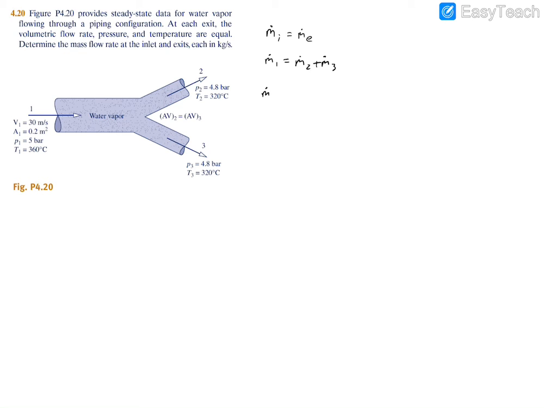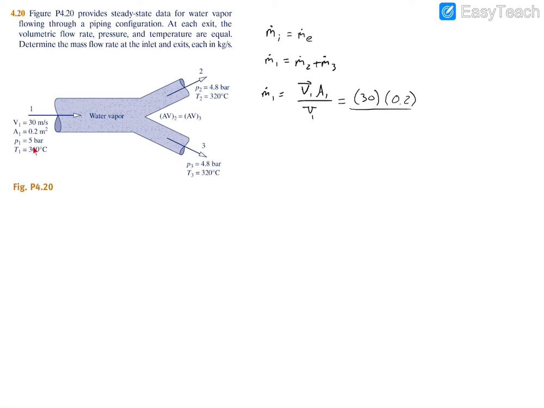And then we're going to use the relation of mass flow rate. So m dot 1 is going to be equal to the velocity at 1 times the area at 1, or the volumetric flow rate, divided by the specific volume at 1. So we already have some things at the inlet here. We have the velocity of 30 meters per second, the area of 0.2 meters squared, and divide it by the specific volume, which we're going to find.